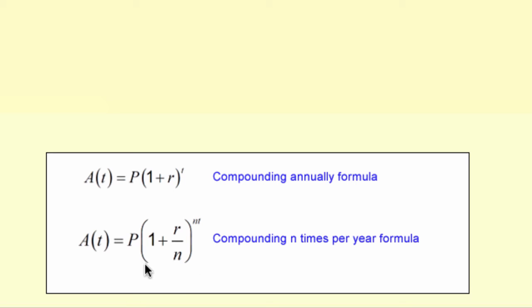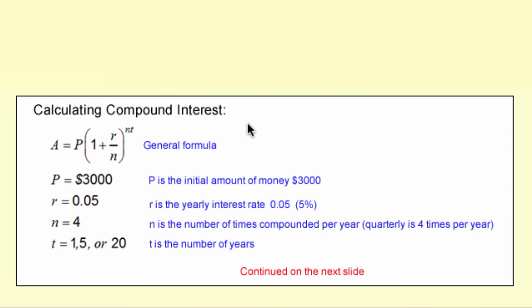And this is a general formula where you're compounding n times per year. So if you're compounding 4 times a year, 12 times a year, or whatever, the n is the number of compounding, and then the r is the interest rate. And then t, of course, is the number of years. So you can use a second formula for any situation, and this first formula is typically only used for annual situations. So here's an example of using the general formula.